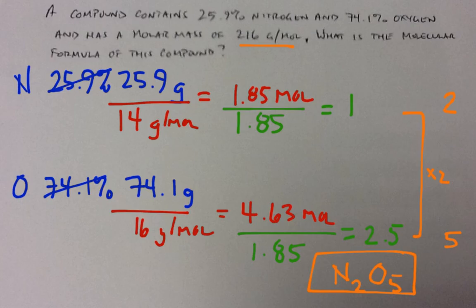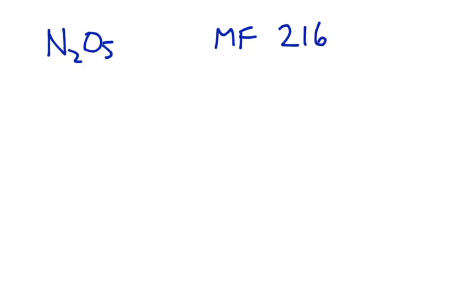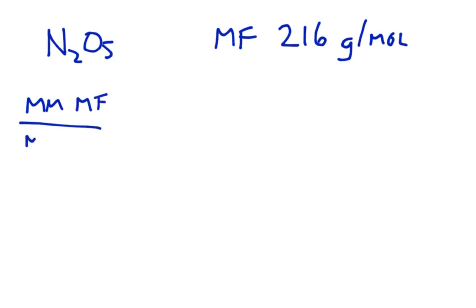So we had from that previous page N2O5. And we also had that the molar mass of the molecular formula was 216 grams per mole. The equation that we're going to use is taking the molar mass of the molecular formula and dividing it by the molar mass of the empirical formula. Well, the molar mass of the molecular formula is given to us, 216. We have to real quickly calculate the molar mass of the empirical formula.